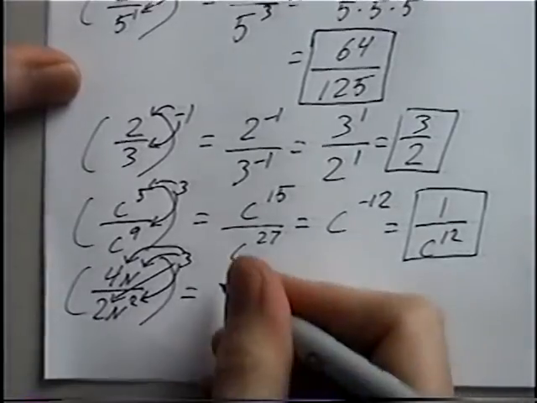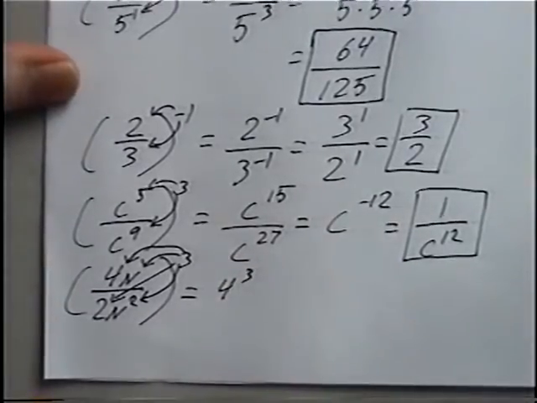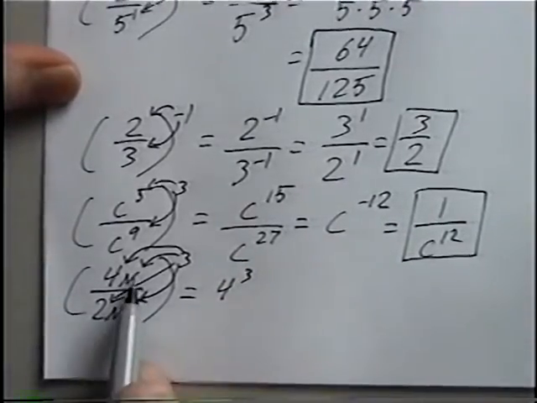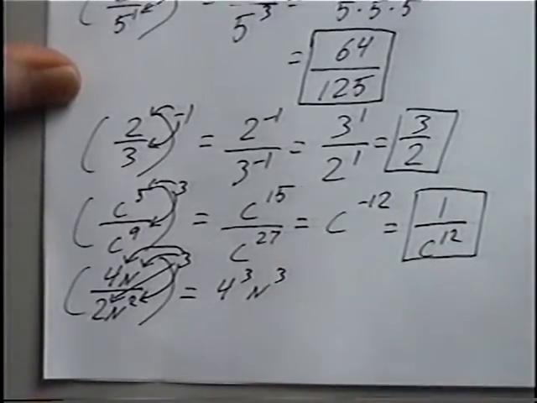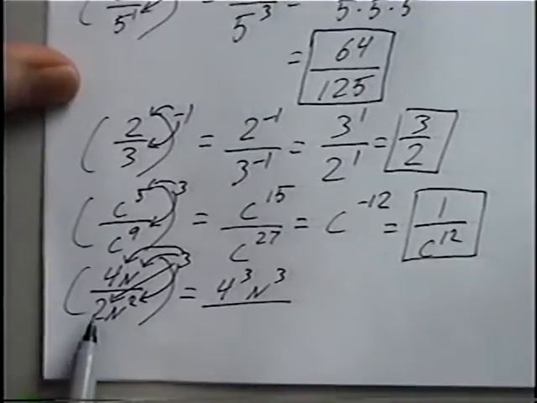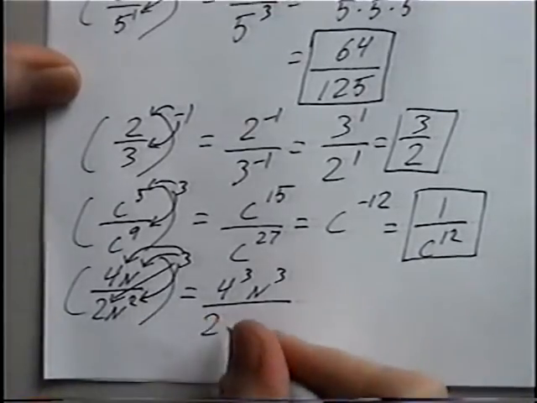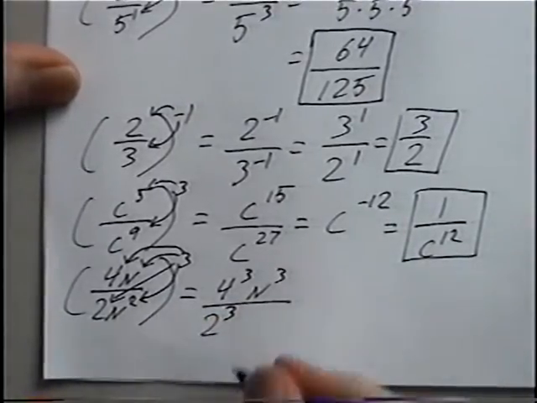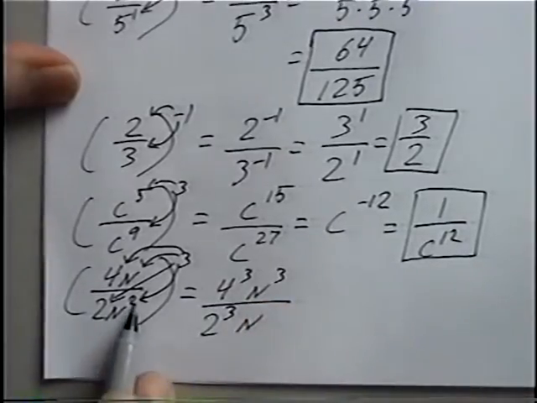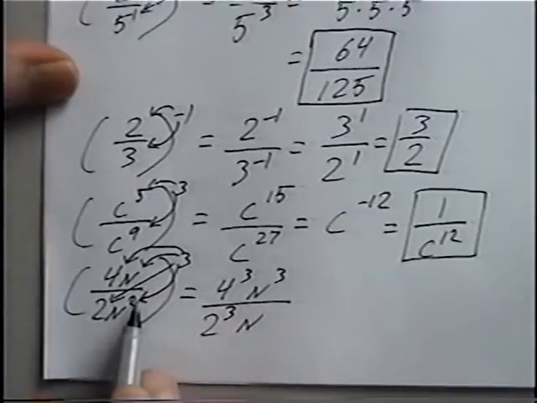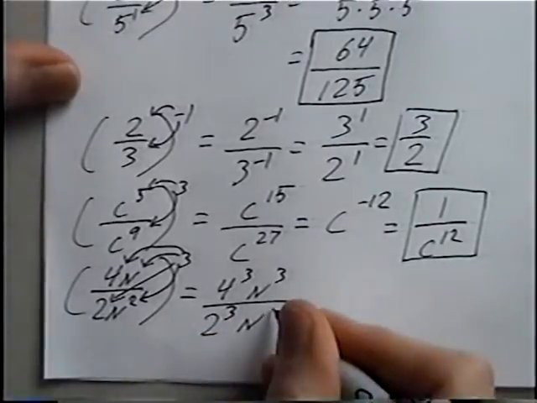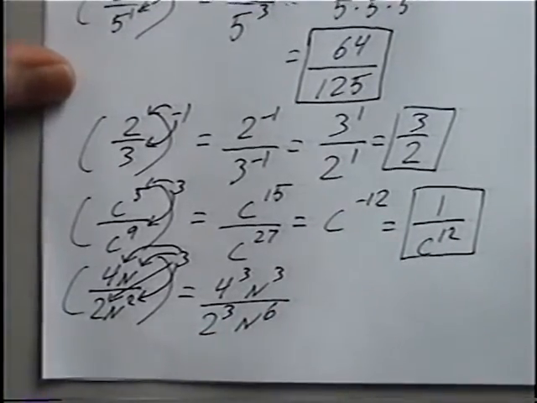4 to the third power would just be 4 to the third power. There's no exponent on the n, but the 3 also goes to the n, so n to the third. 2 to the third power in the denominator. N has an exponent of 2. Exponents outside the parentheses, again you multiply. 2 times 3 would be 6, and you have n to the 6.